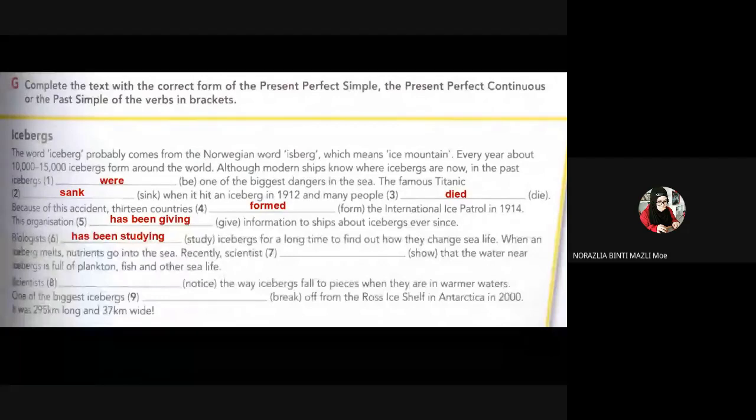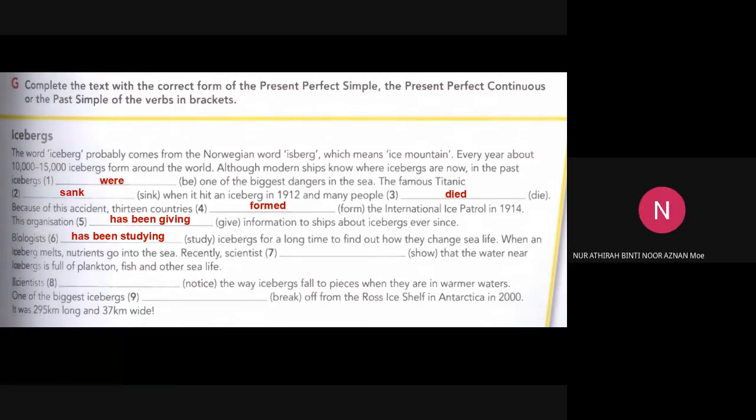When an iceberg melts, nutrients go into the sea. Oh wow, dekat iceberg ada nutrient. Oh sebab water pun kan. So hydrogen tu masuk. Itu nutrient tak apalah. Okay. When an iceberg melts, nutrients go into the sea. Recently scientists show ke? Is it show that the water in the icebergs is full of plankton, fish and sea life? Apa jawapan dia? Show. Has been showing.